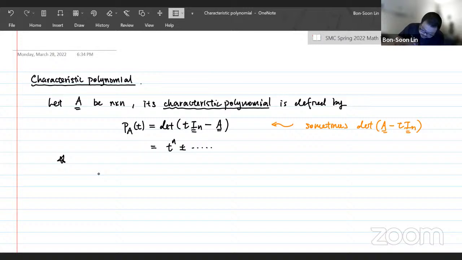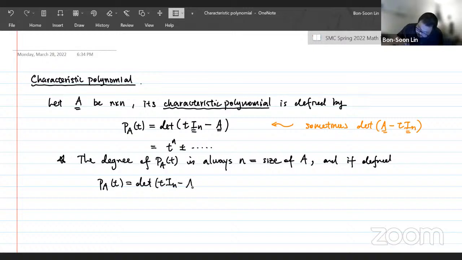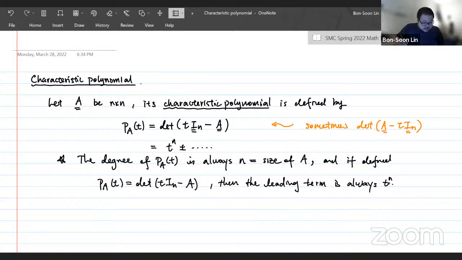So a remark that we will make is that the degree of P A of T is always n, which is equal to the size of the matrix A, the order, meaning how many rows or columns this square matrix has. And if defined in this way, P A of T equals the determinant of T I n minus A, and not the orange way, then the leading term, meaning the term with the highest power, is always T to the n. Okay, so this is a characteristic polynomial.